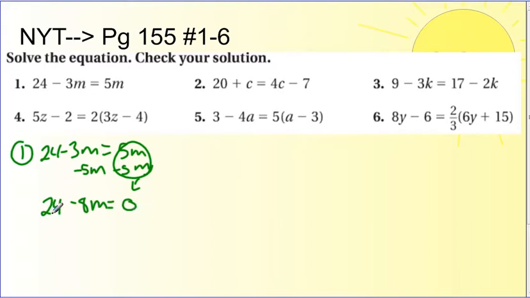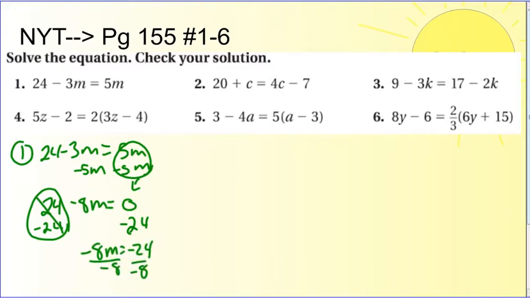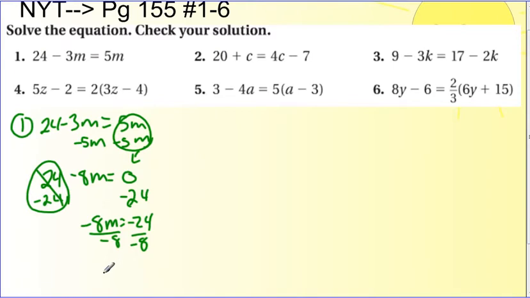Okay? Now, this is not a minus 24. It is a negative 8. So the way we get rid of this positive 24 is we subtract it. We are not going to add 24. 24 minus 24 is 0. 0 minus 24 is negative 24. Divide by negative 8. You should have a good idea what's going on at this point. M equals 3.